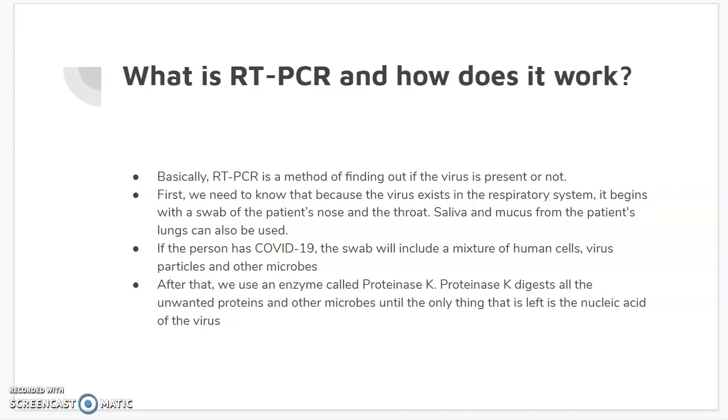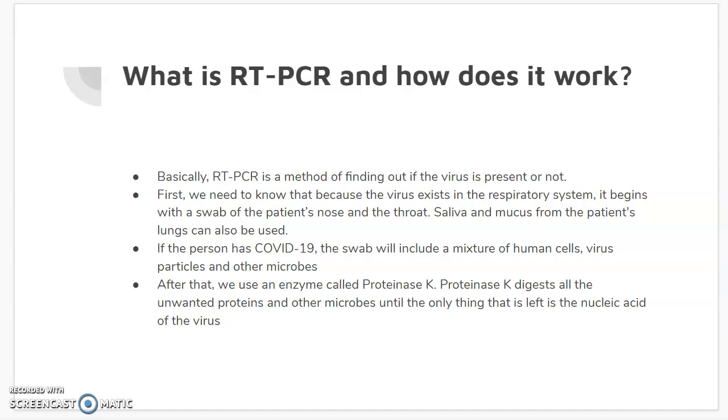First, we need to know that because the virus exists in the respiratory system, it begins with a swab of the patient's nose or the throat. Saliva and mucus from the patient's lungs can also be used. If the person has COVID-19, the swab will include a mixture of human cells, virus particles, and other microbes.